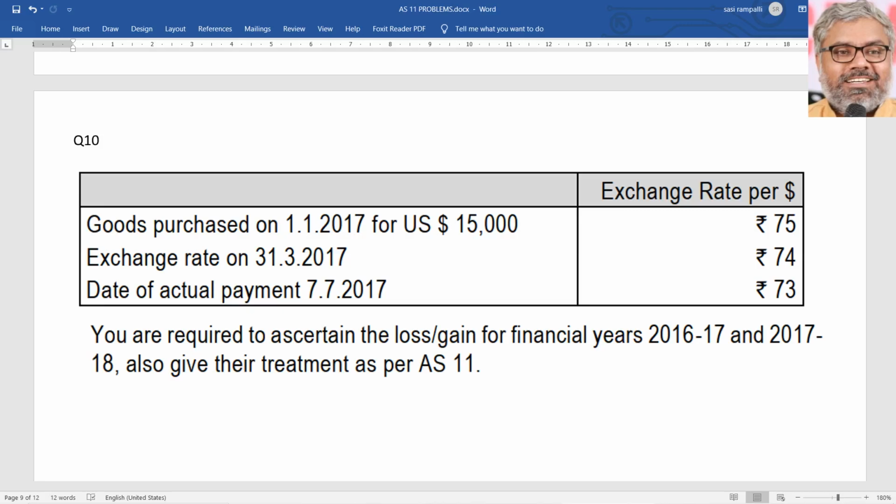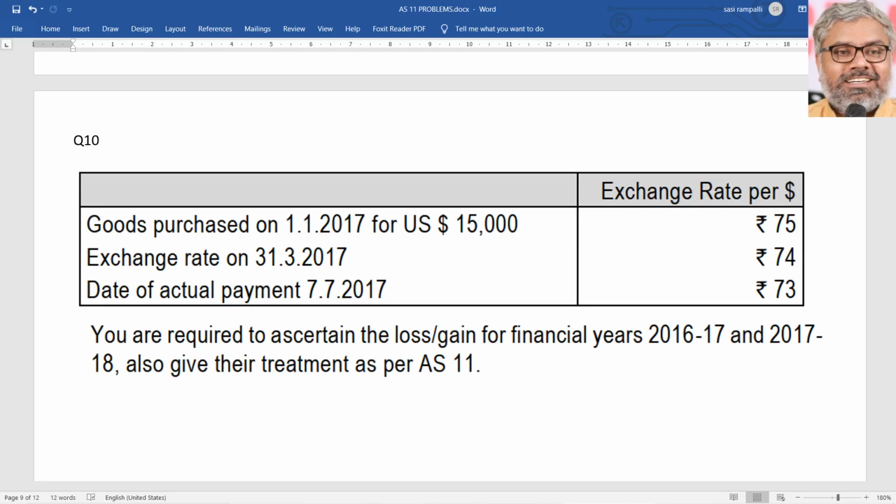That is a gain of 15,000 at the end of the year 31st March 2017. But when the settlement actually happened, there is a further gain of 1 more rupee. So actually creditors will be paid how much? They will be paid only 73 rupees per dollar. So 15,000 into 73 means they will be paid only 10,95,000 rupees.